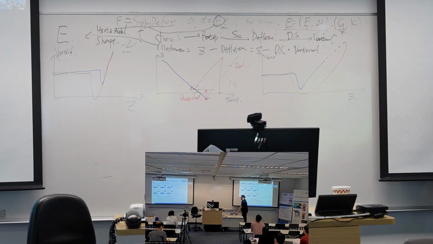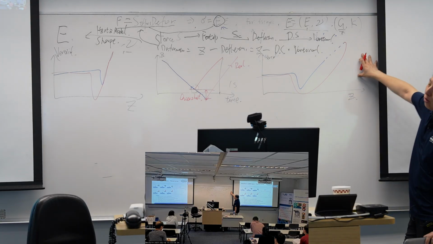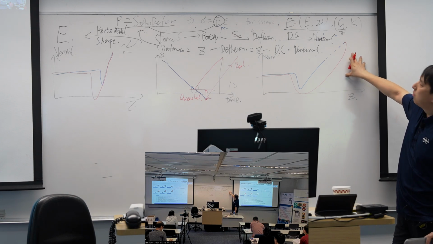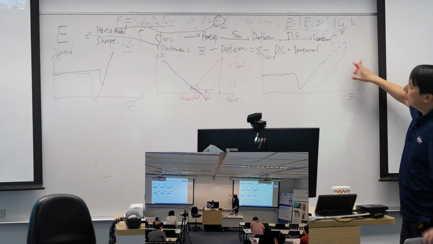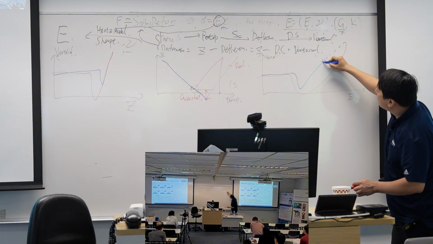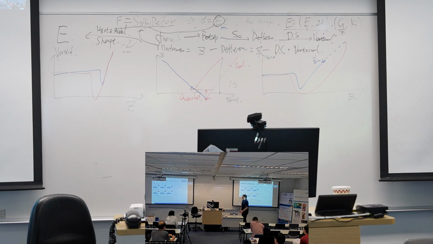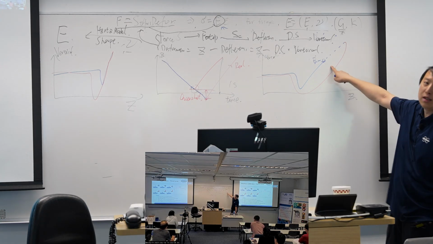So usually when we do a quite fast force curve, we will capture a force curve like this. This is the maximum force we set, but the actual maximum force will be larger than the force you set.